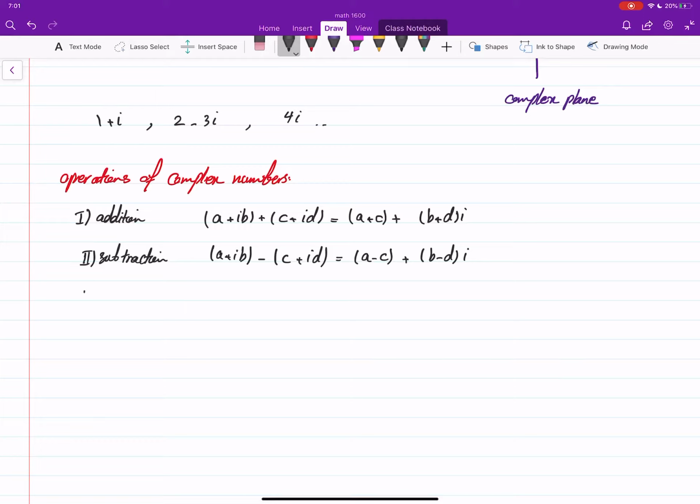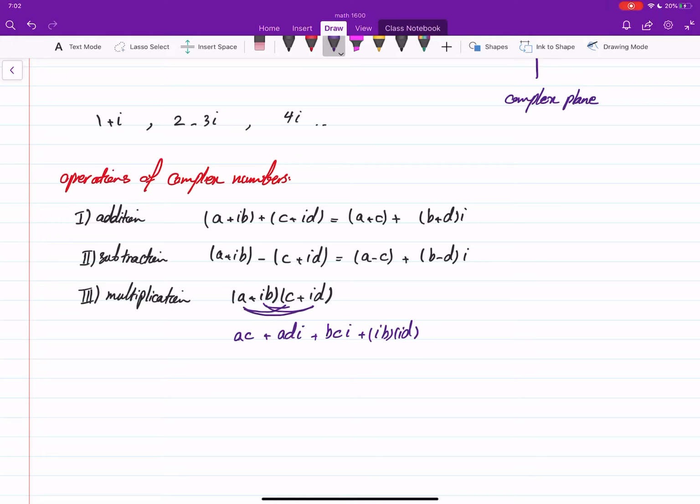How about multiplication? Well, multiplication doesn't have anything new, but you just multiply by distributing multiplication over addition. So if I have (a + ib) times (c + id), what we do is expand. Let me just expand this guy over that and then that one. So we will get ac plus ad times i plus bc times i plus ib times id.